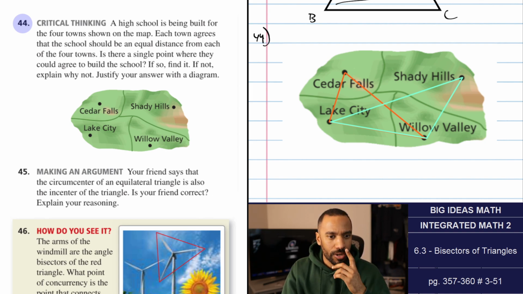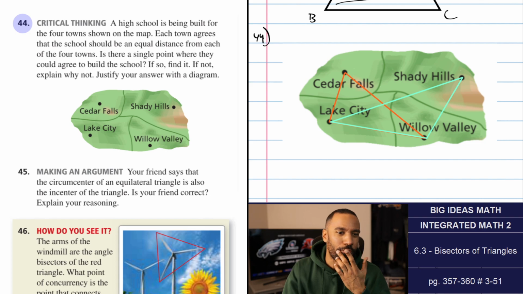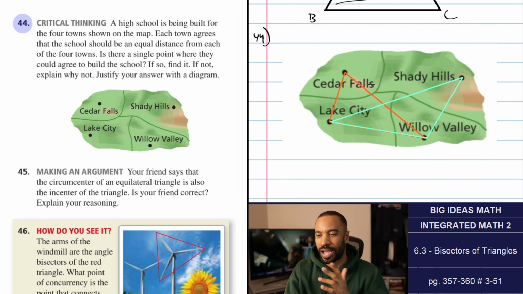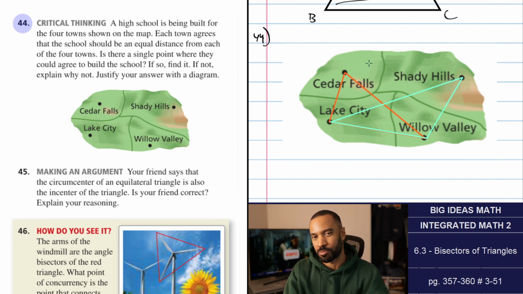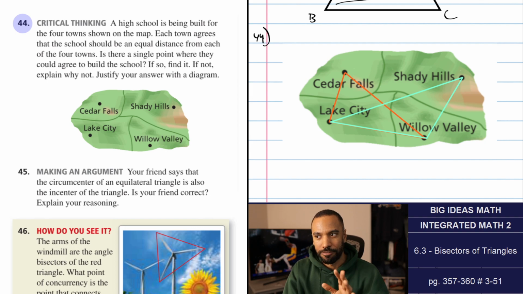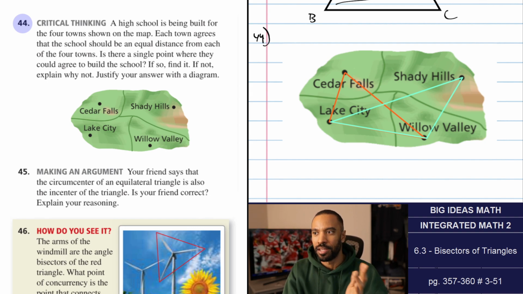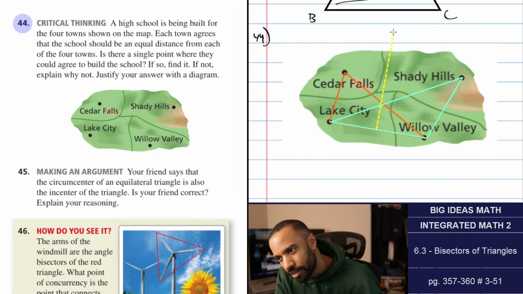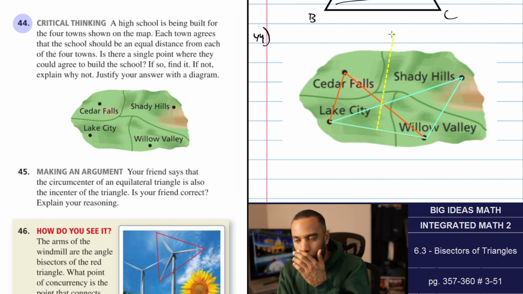So is there a point where they could agree to build a school? They say if so, find it. That depends on whether this thing works or not. It's only possible if they have the same circumcenter. That's what I'm saying. So let's do this. Let's rough it out and see what we get. I'm going to at least do the perpendicular bisector for this one between Lake City and Willow Valley. So really, literally, I'm going to rough this out. I'm not using compass construction. So I'm going to do a perpendicular. I'm really bad at doing this. And in the middle, sure, kind of like that.